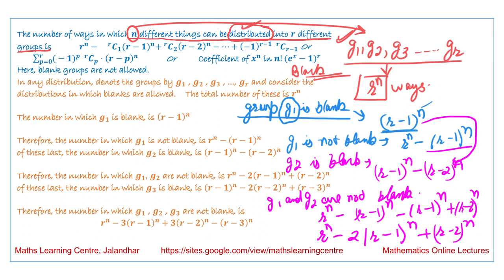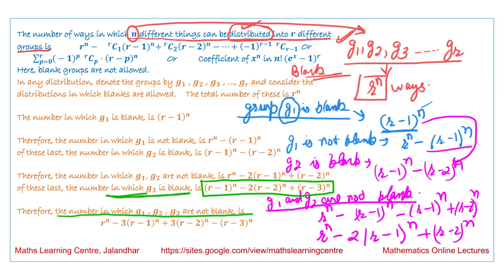Now from these groups we are saying in which G1 and G2 are not blank, the next case we are saying it is that G3 is blank. So we have the number of cases that will be given by this. So the number in which G1, G2, G3 are not blank is given by this formula.